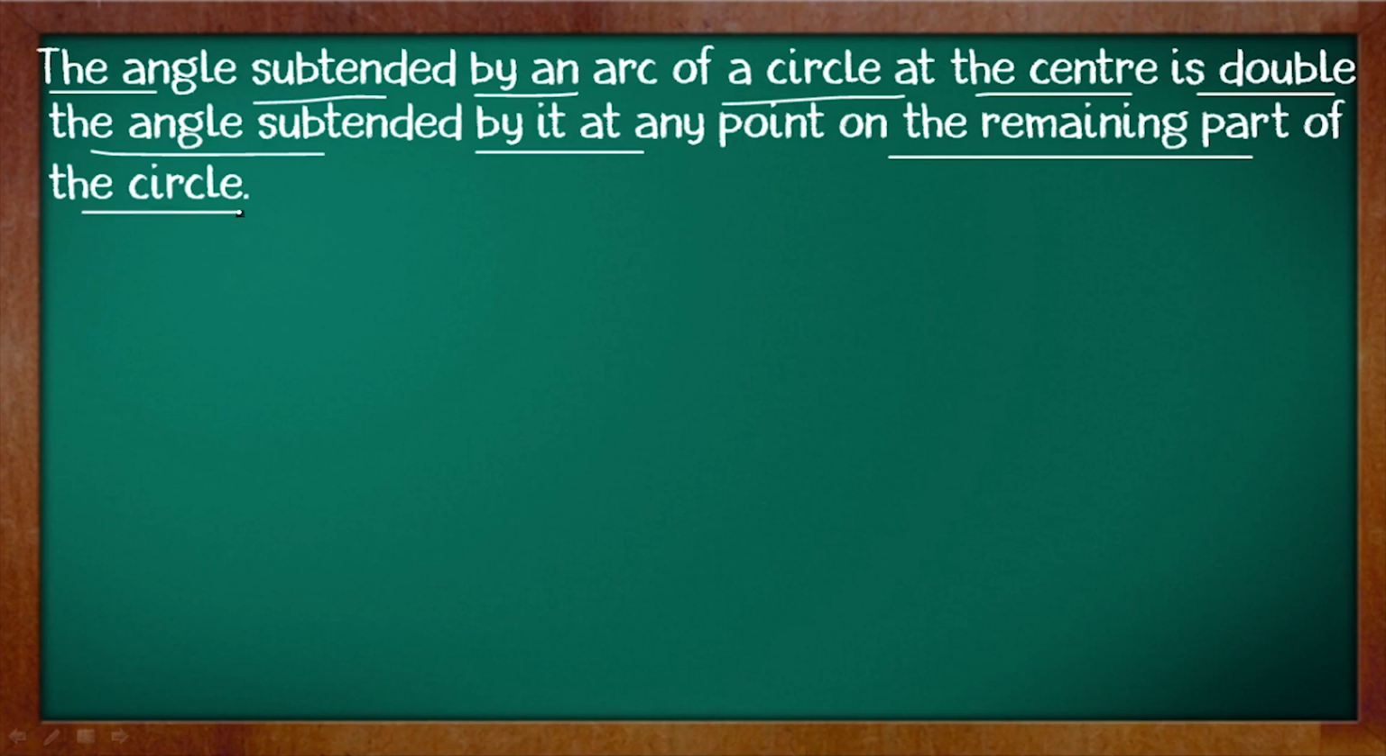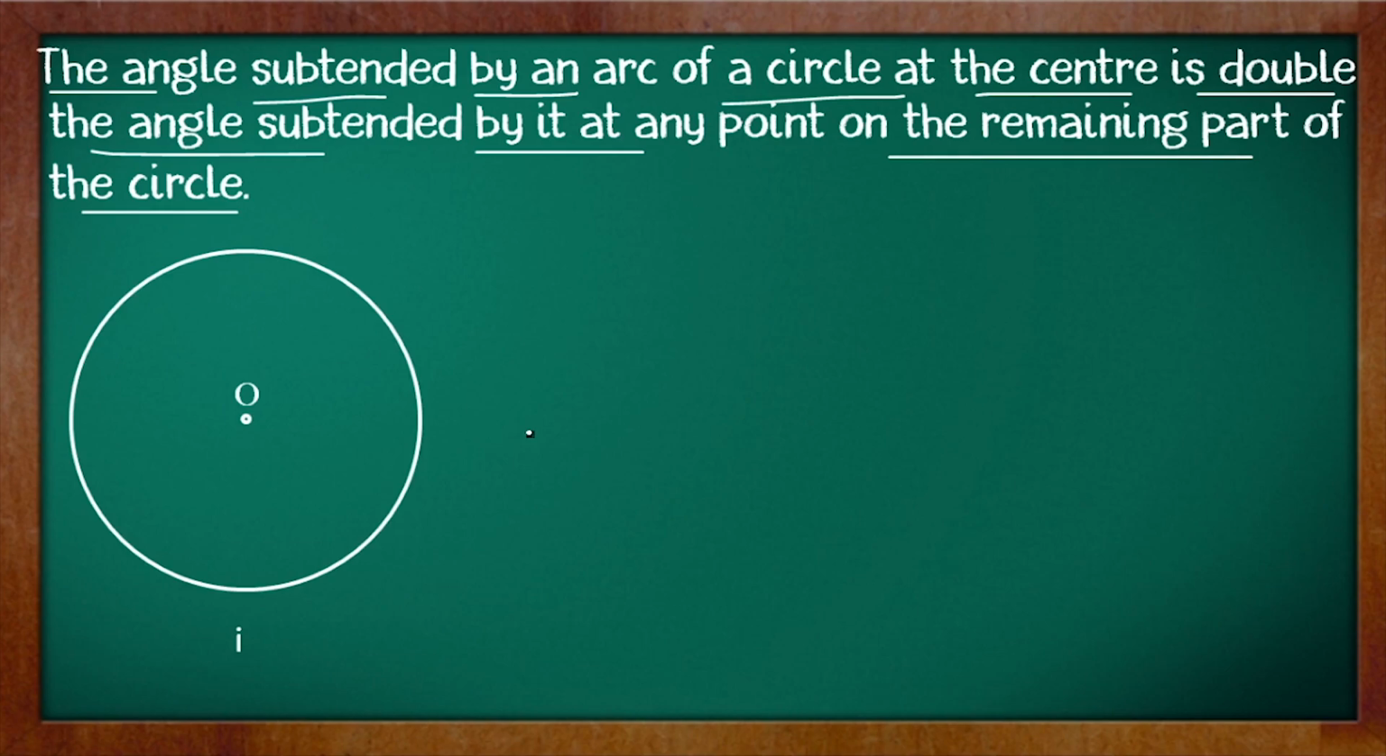So suppose there's a circle with center O and there's an arc AB, and we are making an angle at the center, that is angle AOB. Now we need to make one more angle at the remaining part of the circle. So we are making this angle ACB in the remaining part of the circle. So the angle subtended at the center will be double the angle that is subtended in the remaining part of the circle, that is the circumference.